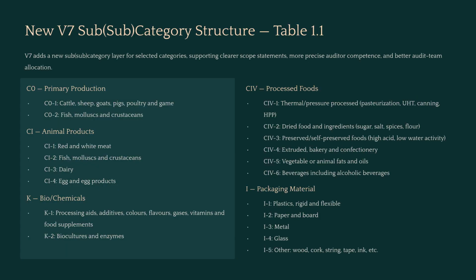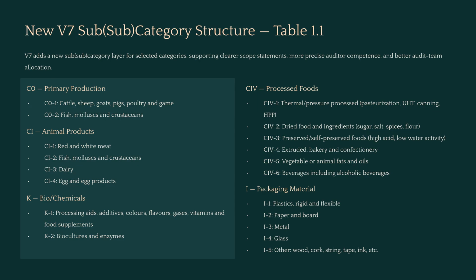Version 7 introduces a much more granular structure in Table 1.1, and this is one of the most important improvements for scope definition and auditor competence. In the past, some categories were broad enough that two very different operations could still appear to sit under a similar umbrella. Version 7 reduces that ambiguity by defining subcategories more precisely, which helps both the organization and the certification body understand exactly what type of operation is being certified.